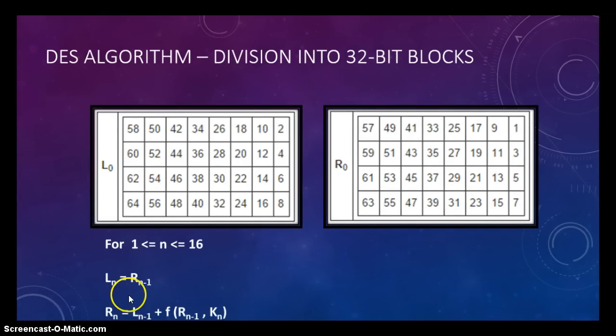For the next 16 iterations, we are going to obtain Ln and Rn. Ln will be equal to Rn minus 1, and Rn will be Ln minus 1 XOR the f function of Rn minus 1 and key n. So in the first iteration, L1 will be R0, and R1 will be L0 XOR the function of R0 and the key 1.